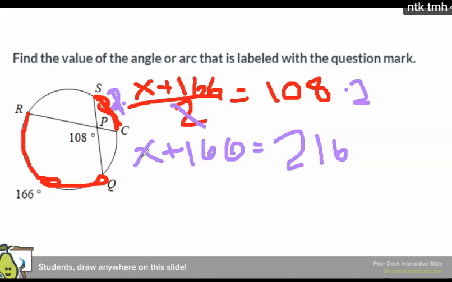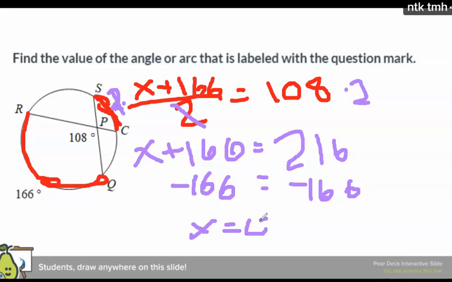So you've got x plus 166 equals 216. You need to subtract 166 on both sides. Minus 166. And so all you're going to have left is x equals 60. I mean 50, sorry. x equals 50 is going to be your final answer. Okay?